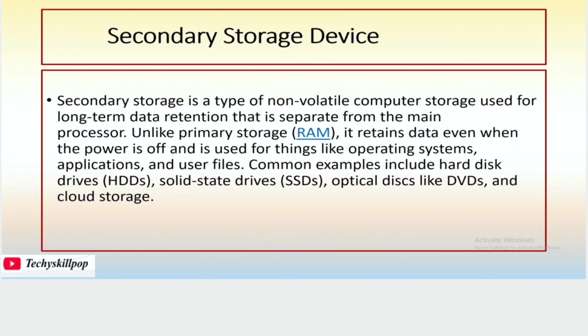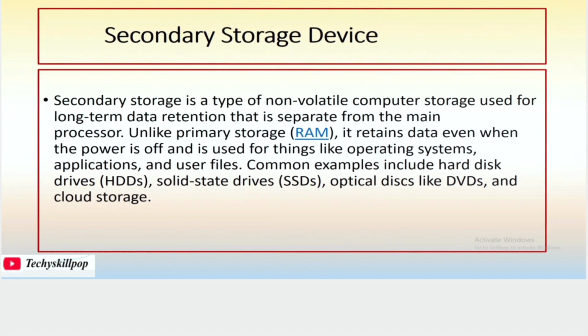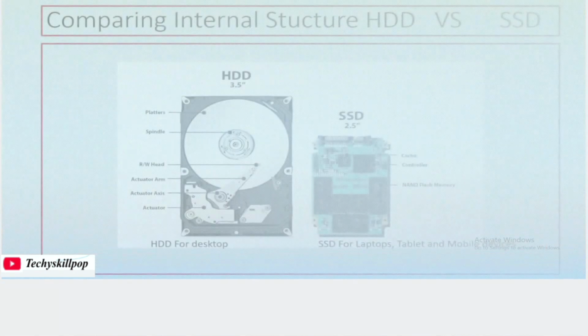Secondary storage device is a type of non-volatile computer storage used for long-term data retention that is separate from the main processor. Unlike primary storage device, which is the RAM, it retains data even when the power is off and is used for things like operating systems, applications, and user files. Common examples include hard disk drives, solid-state drives, optical disks like DVD, and cloud storage.